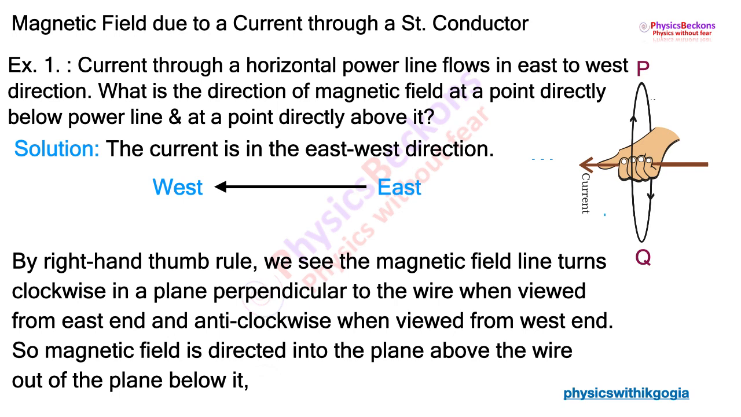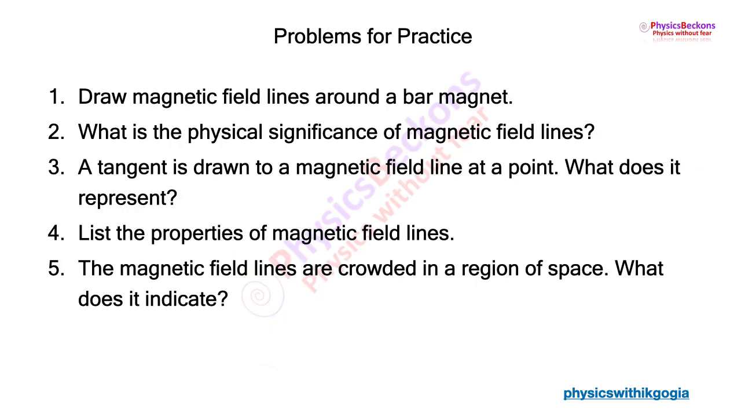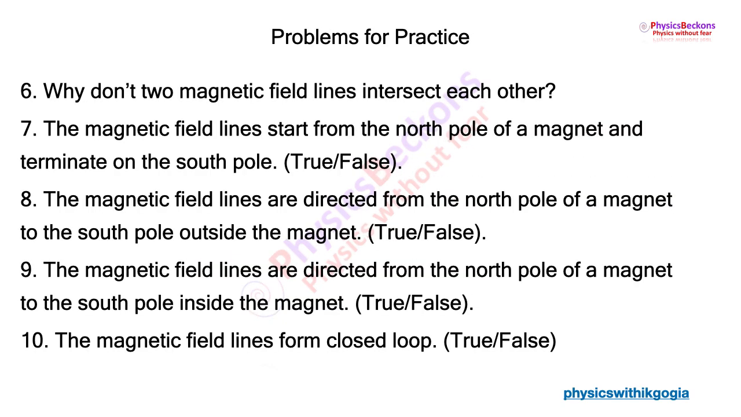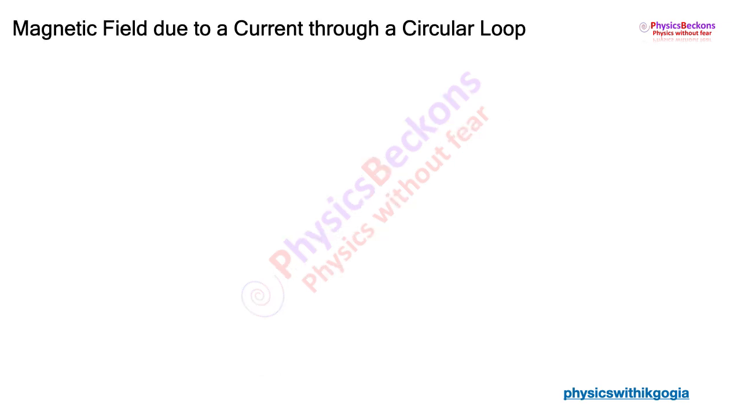Here are some problems for practice to reinforce what you have learned so far about the magnetic field due to a straight current carrying conductor. Let's now study what will happen to the magnetic field if we bend the same straight current carrying conductor in the form of a circular loop.